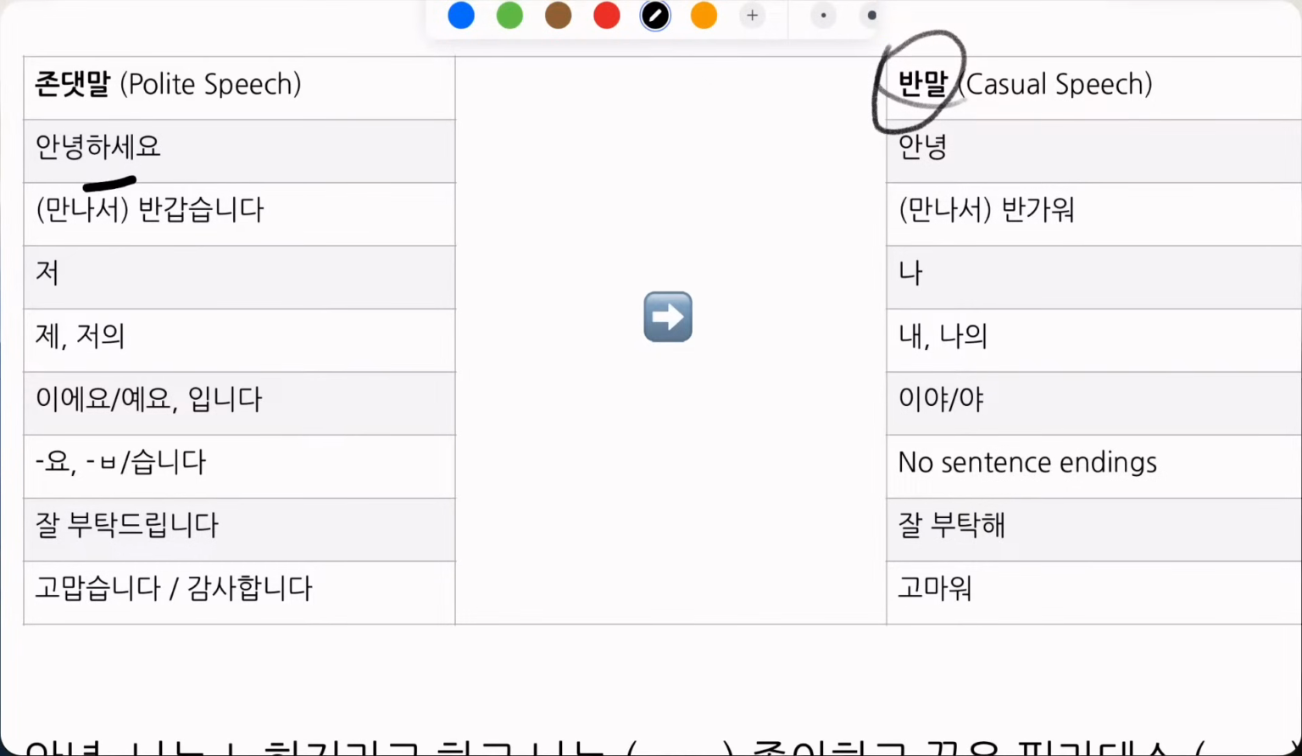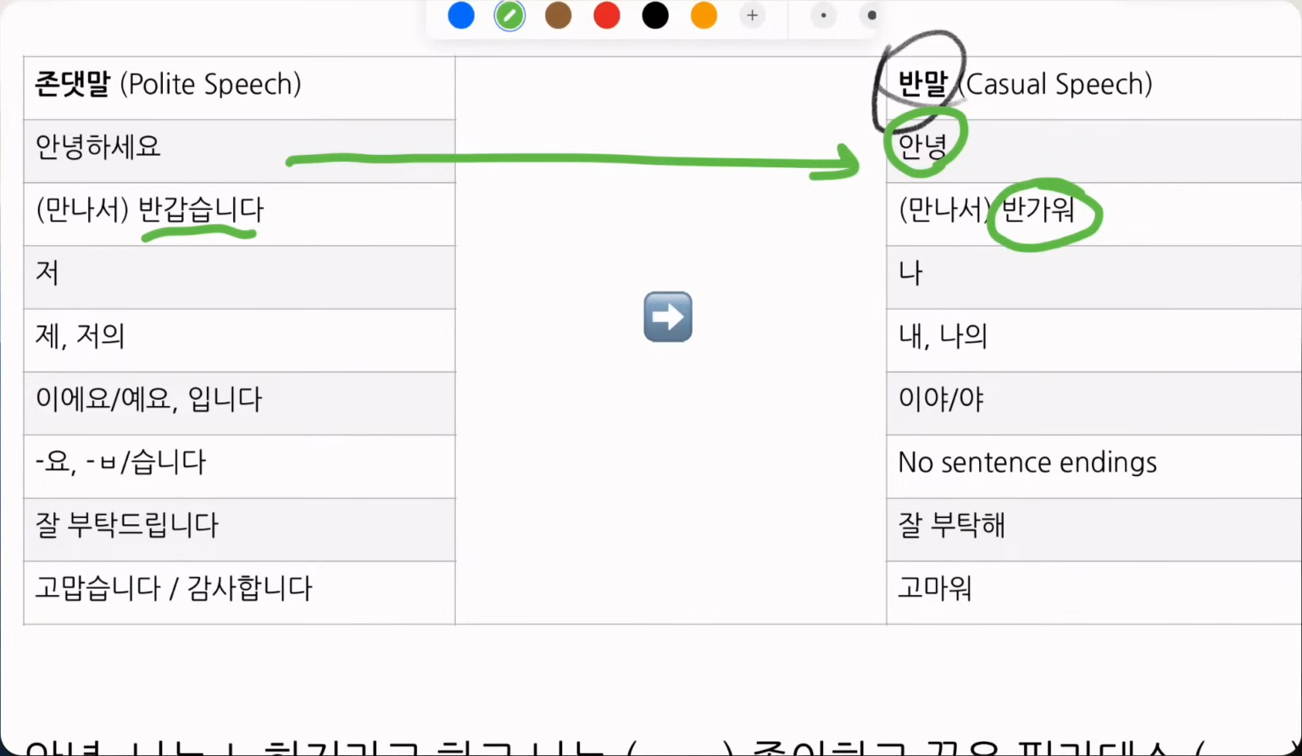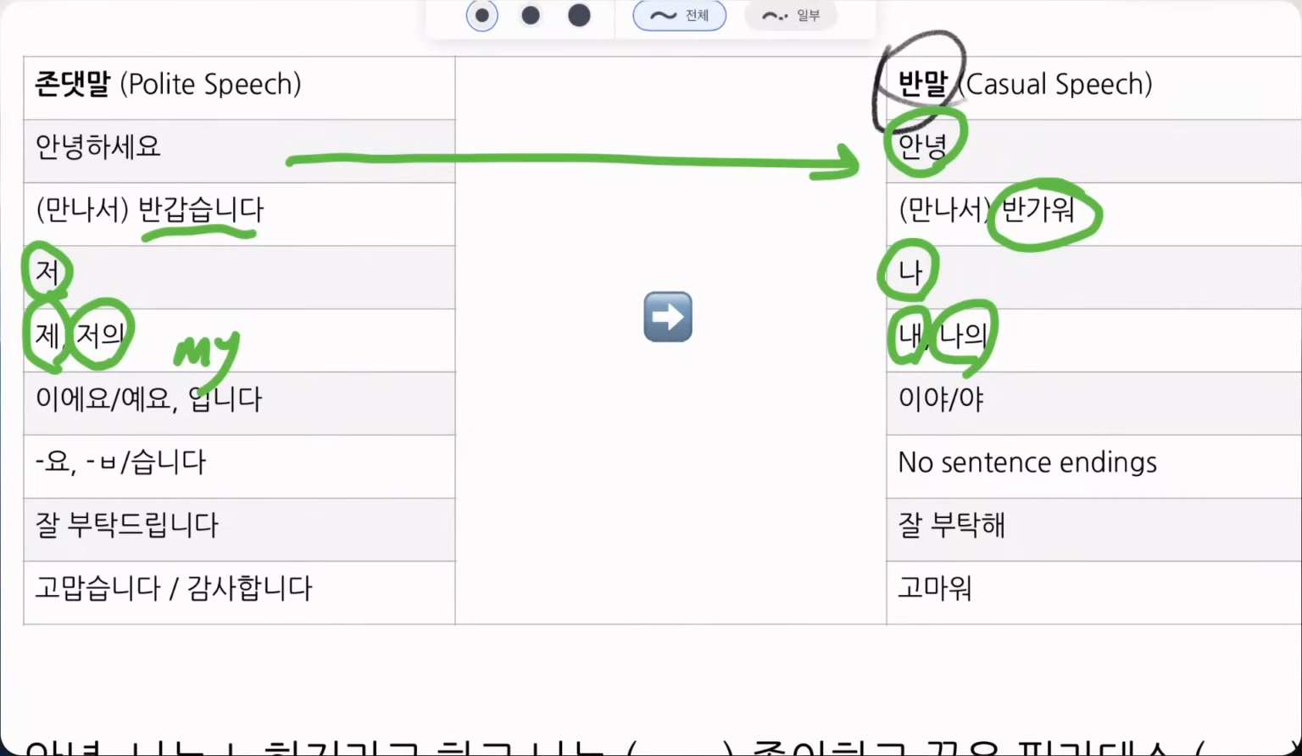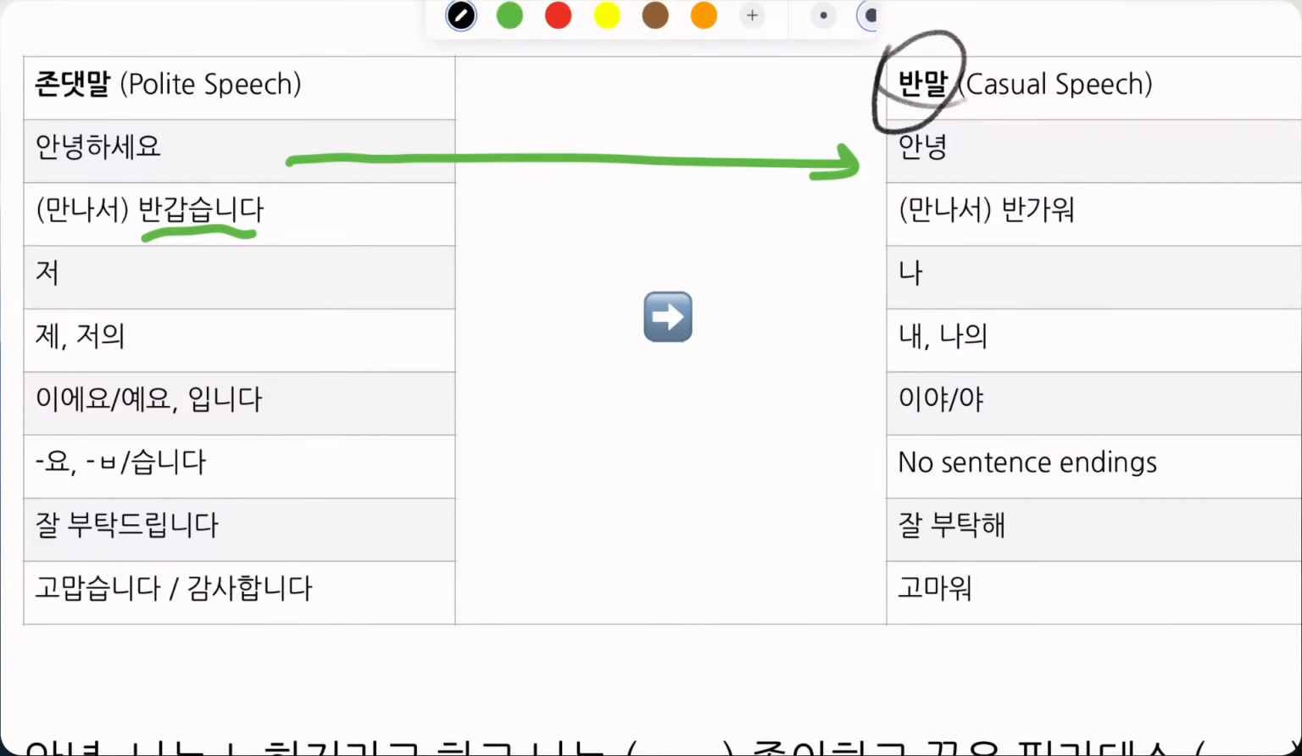So, 안녕하세요. We learned 안녕하세요, right? 안녕하세요. For 안녕하세요, hello, you can just say 안녕. 그리고 반갑습니다. You can just say 반가워. 그리고 저, which means I, becomes 나. 그리고 제 or 저의, which means my, becomes 내 or 나의. I think the pen is too thick. Maybe I should use the pencil.